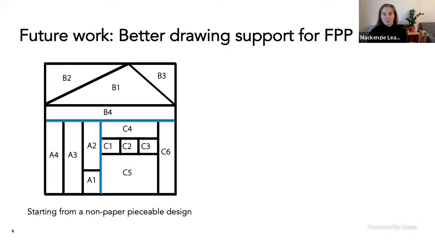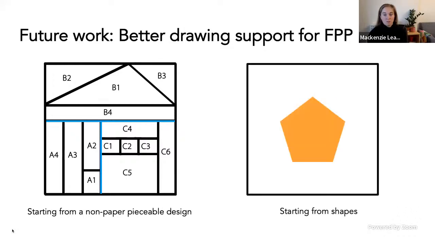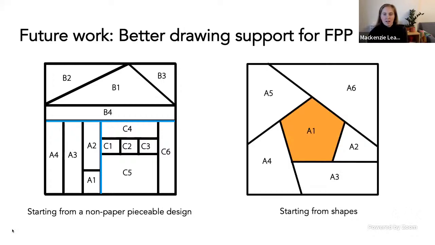We're also particularly interested in figuring out how to support design using shapes like this pentagon instead of seam lines, and figuring out how to create a paper pieceable design from these shapes automatically. So we observed that many quilters seem to have an intended set of shapes in mind when designing a quilt, and we're interested in exploring when they focus more on the seam lines and the construction constraints, or more on the shapes and the visual design.